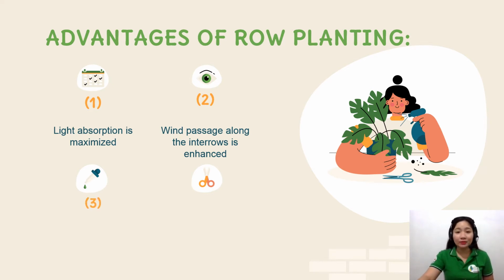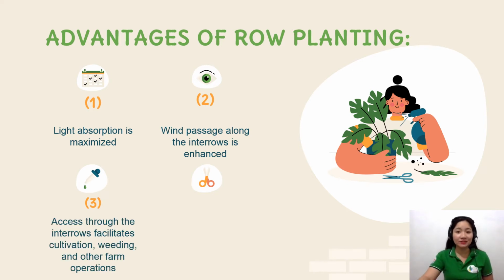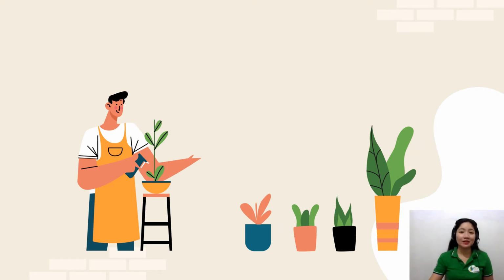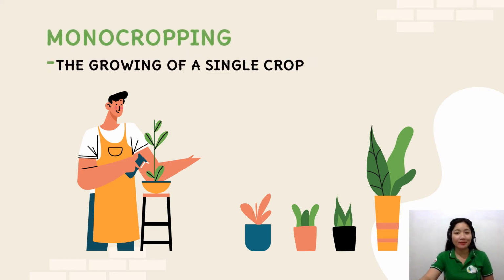The third one is that access through the interrows facilitates cultivation, weeding, and other farm operations, including hauling. For the last one, the movement within the crop area is convenient and allows close inspection of individual plants. Class, row planted crops are either arranged in equidistant single rows or in multiple rows. Planting in single rows is most common in monocropping or sole cropping, the growing of a single crop.